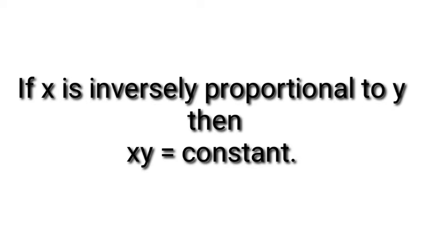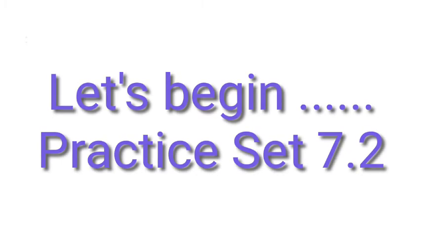Now if x and y are in inverse variation, or x is inversely proportional to y, then the product of x and y is constant. Always remember, then xy is a constant, and you can find the constant by putting in the values of x and y. Now let's begin practice set 7.2.